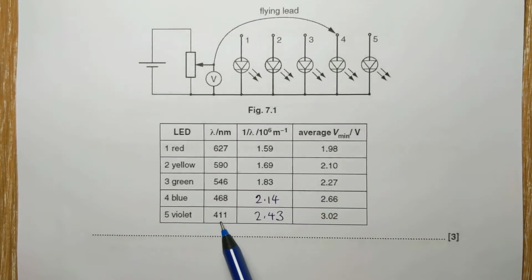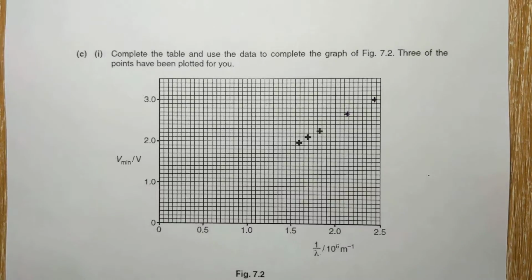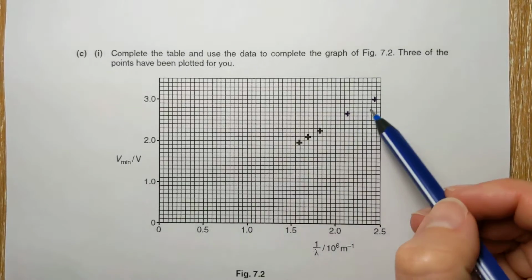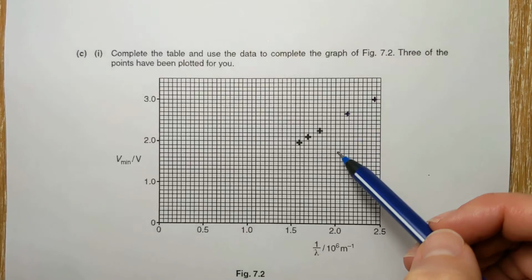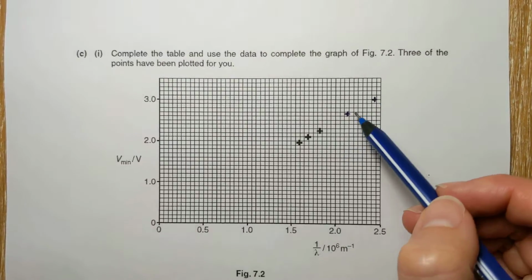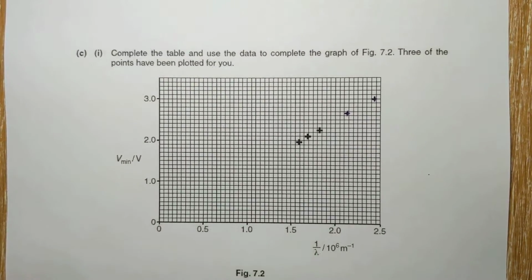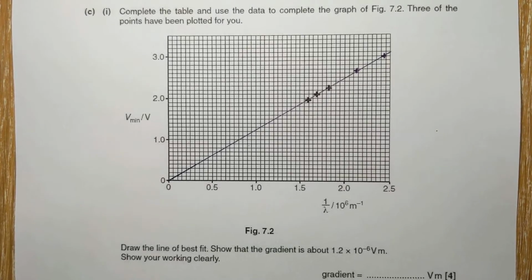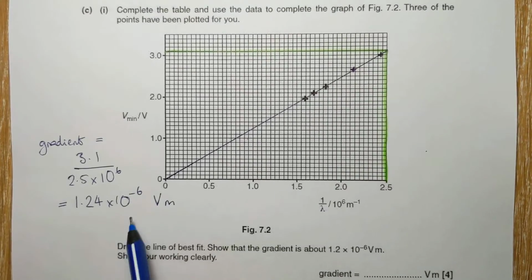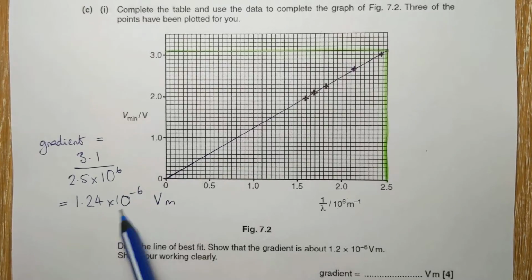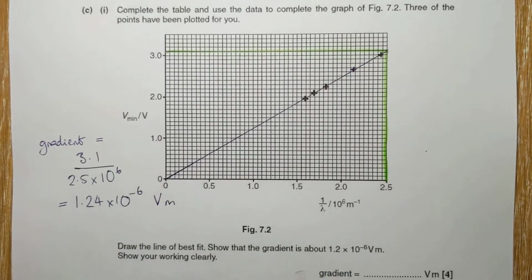Notice they must be to 3 significant figures. The second mark is for plotting both points correctly. Now, it doesn't say it here, but usually it's correct to the nearest half a small square. The third mark is for a straight line that goes through the origin. And the fourth mark is for the gradient. Remember to show your unrounded answer, in order to prove that you have done it.